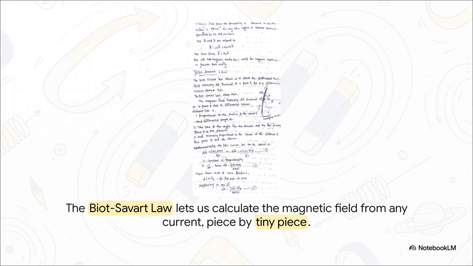It basically says that if you want to find the total magnetic field at a single point, you have to look at your wire, chop it up into a bunch of tiny little pieces, calculate the field from each piece, and then add them all up. Yeah, it's meticulous, but the amazing thing is, it works for any shape of wire you can imagine.